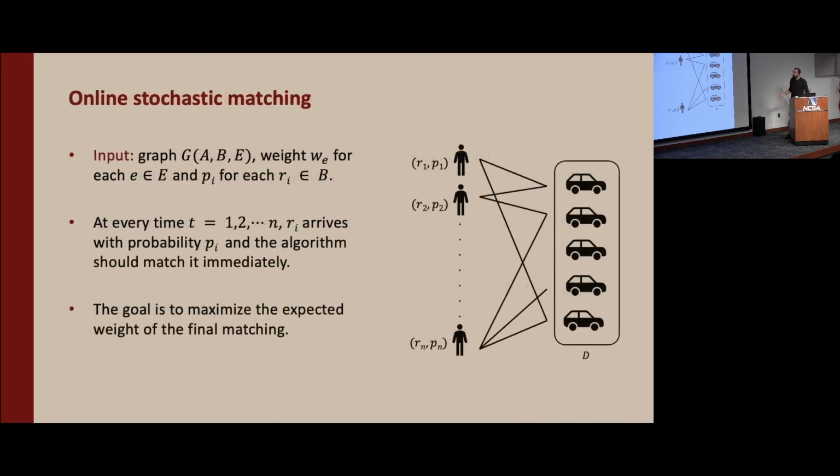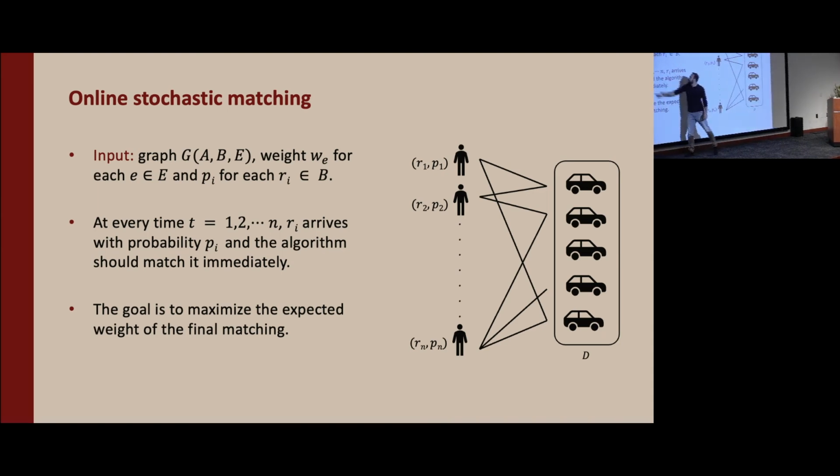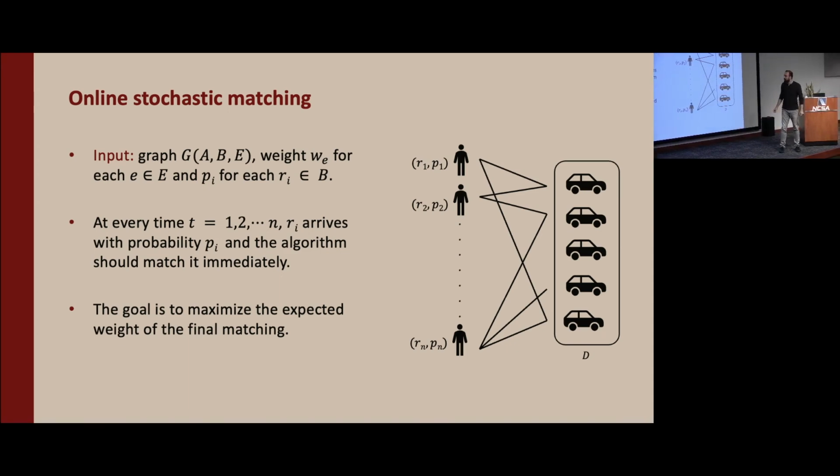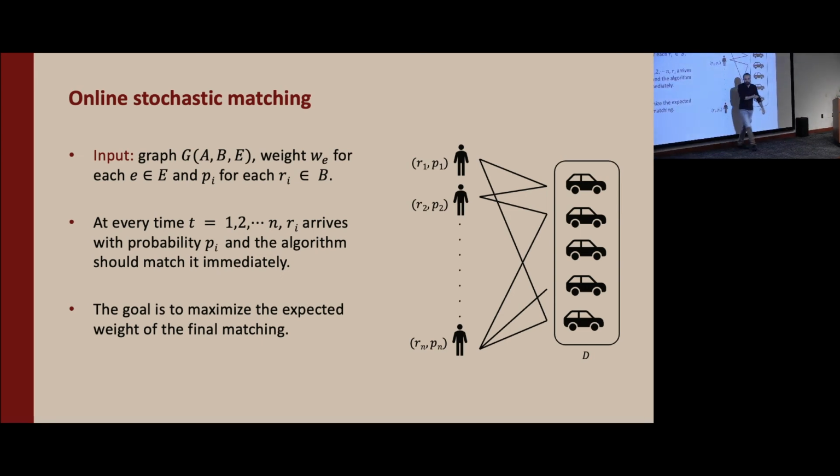One example that's probably most relevant for this talk is online stochastic matching. It's very similar to the problem Vijay talked about, except that the arrivals of, let's say, the riders are from a distribution. So at time t, a rider i arrives with probability p_i. In this case, the algorithm should match it immediately. The goal, let's say this is the weighted version, is to maximize the expected weight of the final matching.